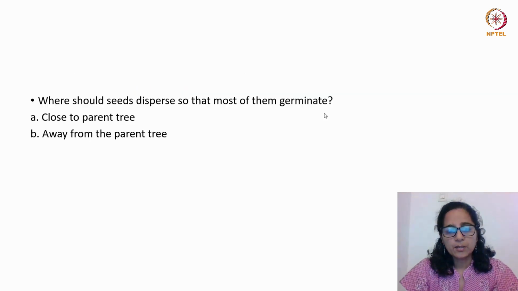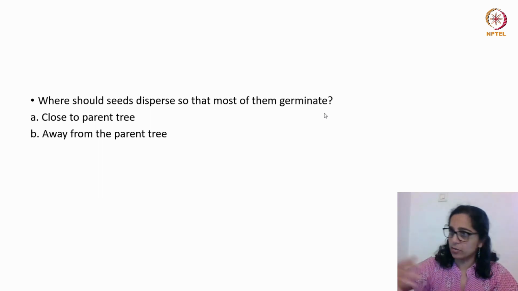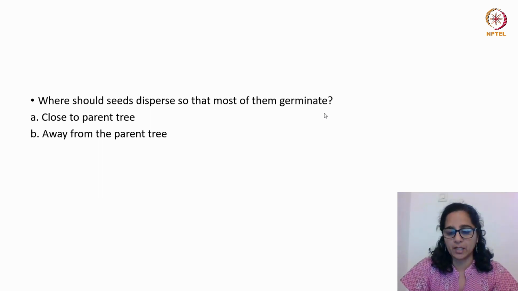So the question is, where should the seeds disperse so that most of them germinate? The whole purpose of seed dispersal is for it to germinate. Should it fall very close to the parent tree, or should it fall away, or be taken away from the parent tree? What would be better? I'll give you a few seconds to think about it.